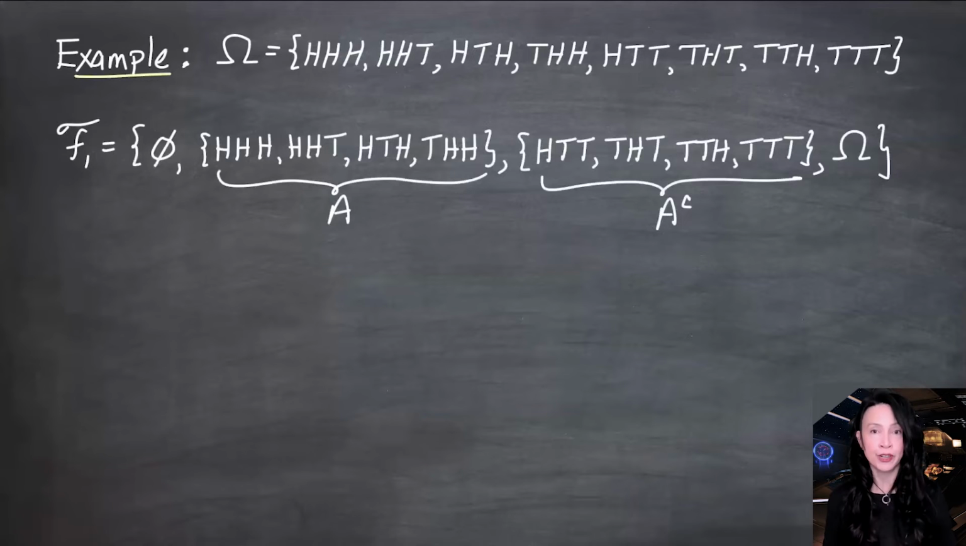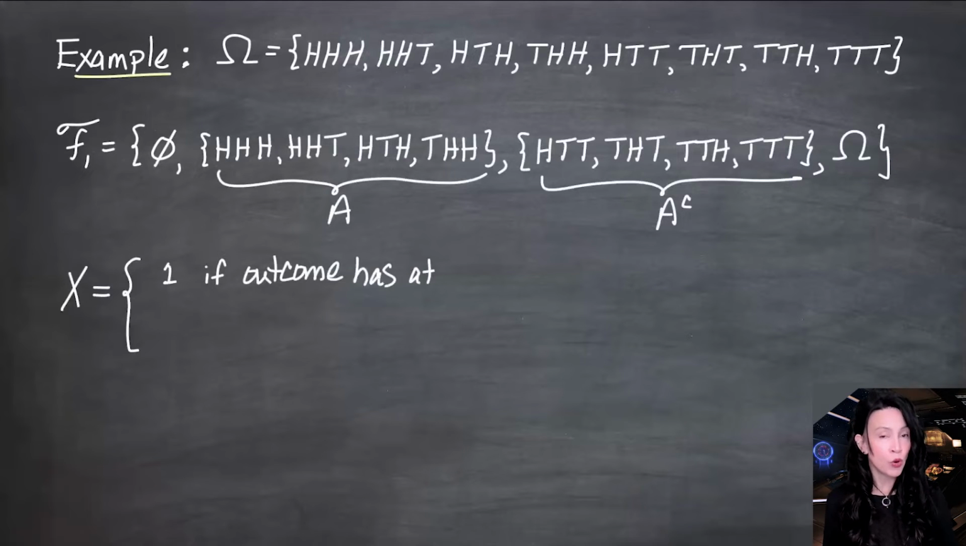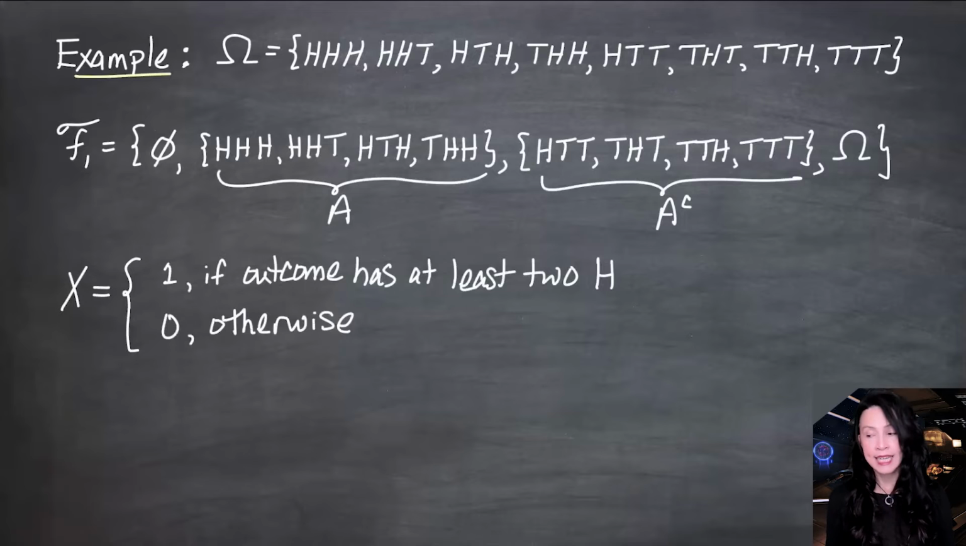So before I called it curly F, but right now I'm going to call it curly F1. Suppose that x is a random variable that takes on the value 1 if we see at least 2 heads on the coin flip or 0 otherwise. We know how to define probabilities for x in terms of the probabilities we know for A and A complement. So again, the only reason for this slide is just to write it with this slightly more formal notation.